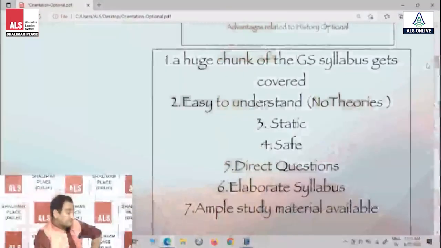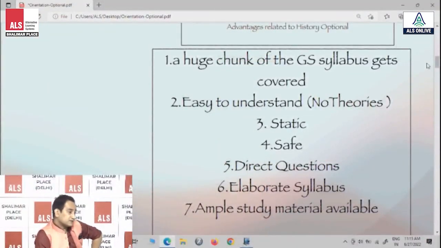I hope you're getting that. At least this advantage we have. Yes? You're getting my point? Fine. So, a huge chunk of the GS syllabus gets covered. This is the biggest advantage of history optional. Most of the science students are also choosing it, because they think that, okay, with the optional I can cover all this, otherwise it would be difficult to cover. So therefore, you have to understand this.